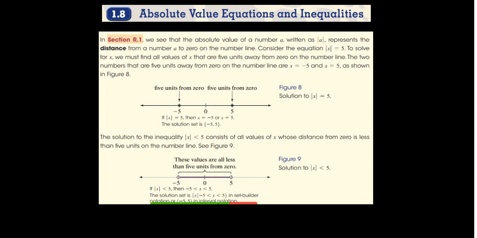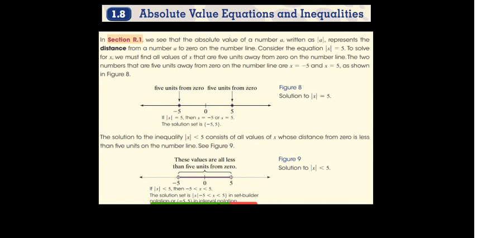Now, if we look at the absolute value of x is less than 5, well, let's think about all the values that are less than 5. Obviously we go 4, 3, 2, 1, 0, right? That's true. But we're talking about a distance of less than 5, so we would also say negative 4, negative 3, negative 2, negative 1, right? So that's how we see this as a solution.